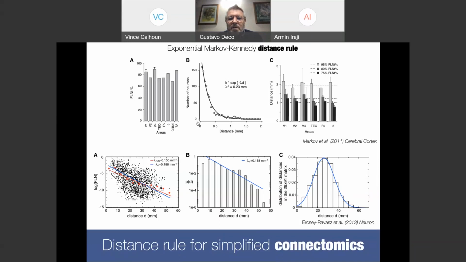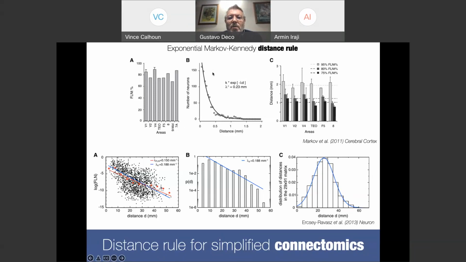The first one is at the level of one of the ingredients, namely the anatomy. And just concentrate on this panel B. These are tract tracing studies in monkeys from the lab of Henry Kennedy. And it's reflecting a very important anatomical rule discovered by Markov, Kennedy and collaborators, which is called the exponential distance rule. They did these massive tract tracing studies in monkeys, and they repeated that now in marmosets.